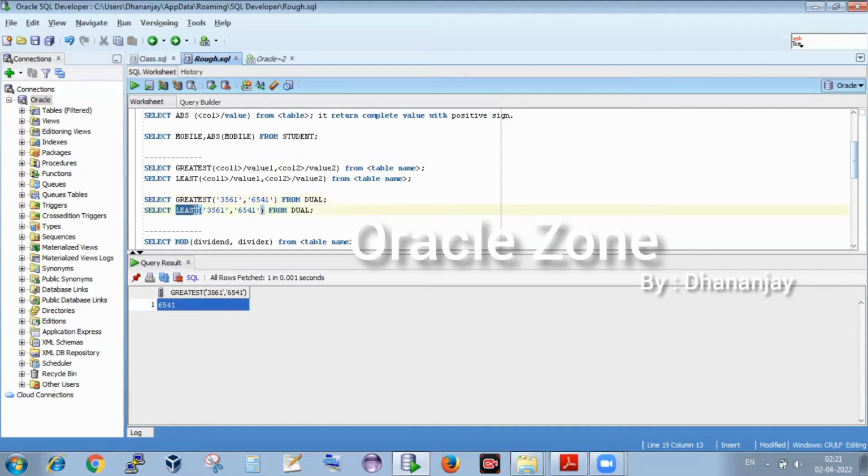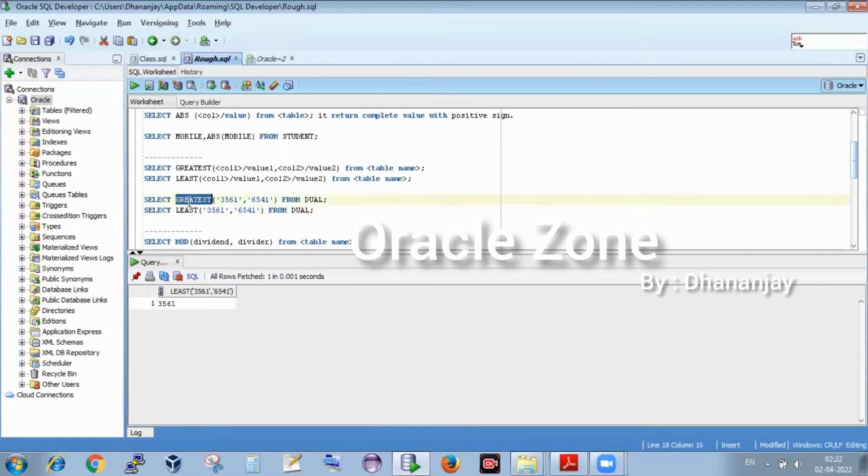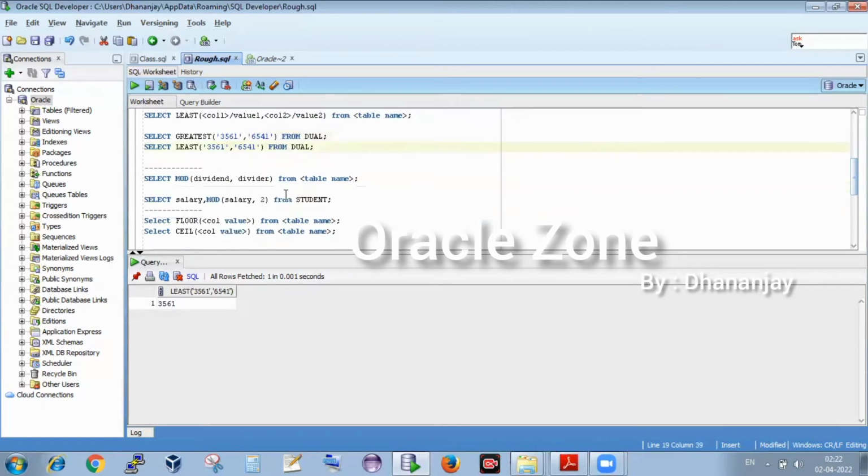Same like that, we can go with the least values. Least is returning the lowest value. With the same values, its output should be 3561. Just one thing to remember: for the greatest and least functions, we require two values or two columns on which they can do the comparison, and on that basis they give the output, either the greatest or the least value. Hope you understood. This is a very simple function.